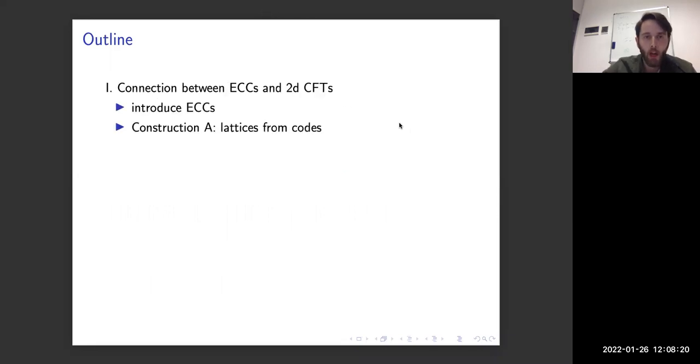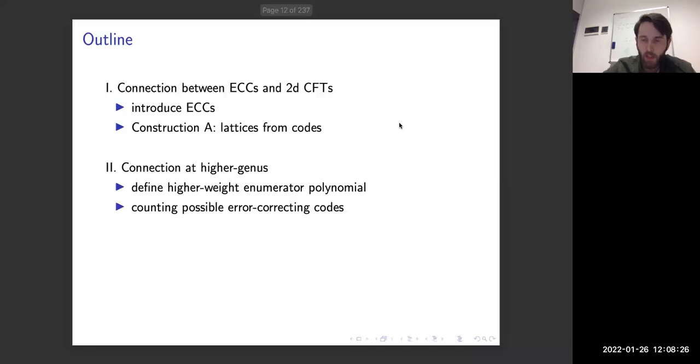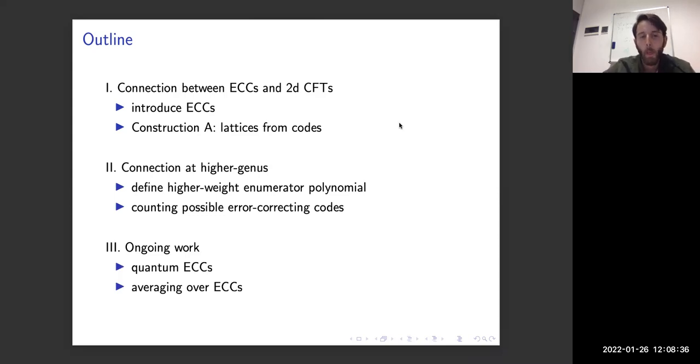So the general outline of the talk is that I'm going to describe error correcting codes and how they can be used to define CFTs. I'm going to give some overview of the results of the paper that I mentioned at the beginning. And then if there's time, I'll talk about some ongoing work, including quantum error correcting codes and averaging over CFTs, or averaging over codes.